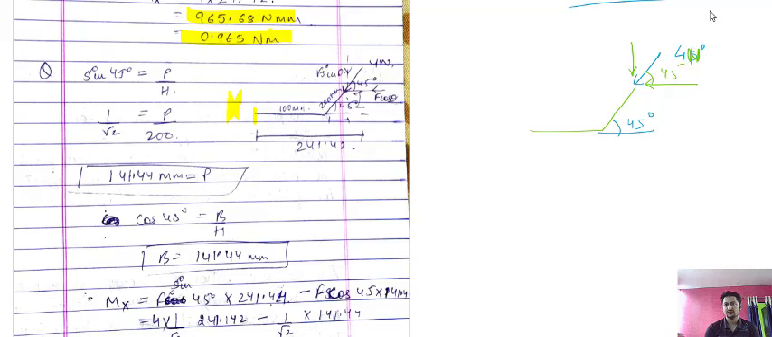When the 4 newton force is acting like this, the component which has the angle with it will be the F cos theta component, and this will be the F sin theta component. Now you can put the values: F is 4 newton, cos theta will be cos 45, and here F will be 4 newton, sin theta will be sin 45. When we are talking about the x distance, this is very important.